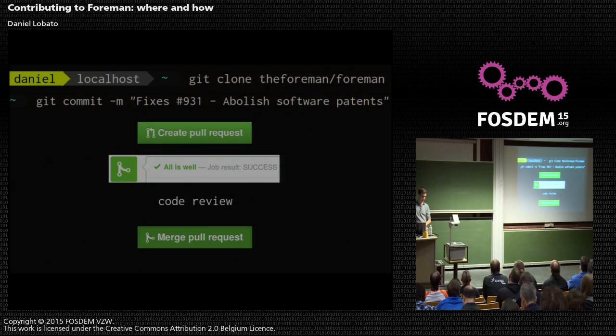It will be merged for a major version if it's a big change. If it's a small change that can easily go in a minor version, it will be there. A way to check for that is to go to the Redmine issue that you created, in this case 931. You go there and you see what release your change is supposed to be for.